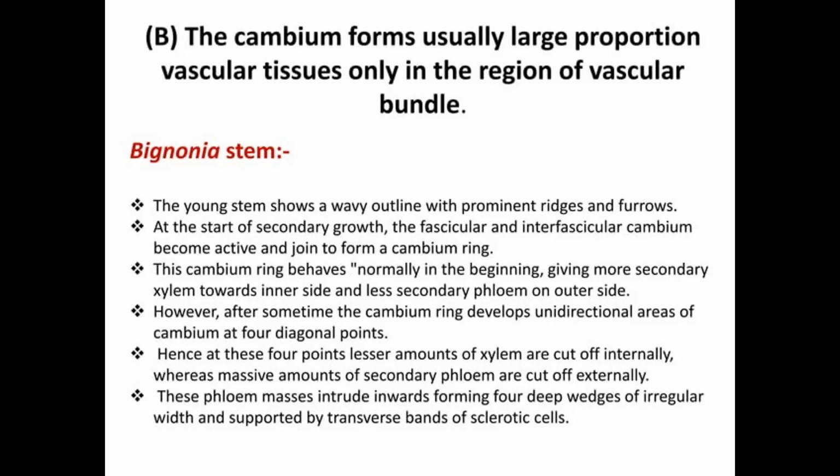At first it behaves normally and produces secondary xylem towards inside and secondary phloem towards outside. But after some time, only at the 4 regions it produces a large amount of secondary phloem and a lesser amount of secondary xylem. These phloem masses intrude inwards, forming 4 deep wedges of irregular width, supported by transverse bands of sclerotic cells.